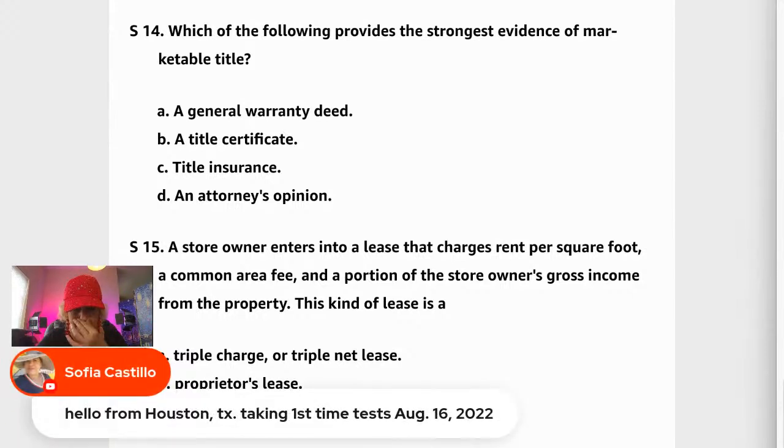So then the answer here was title insurance.